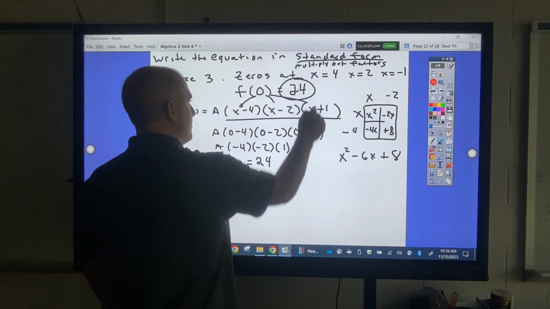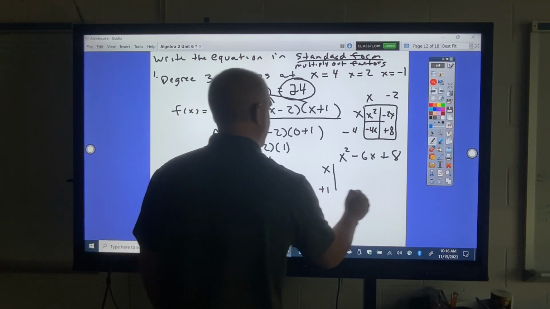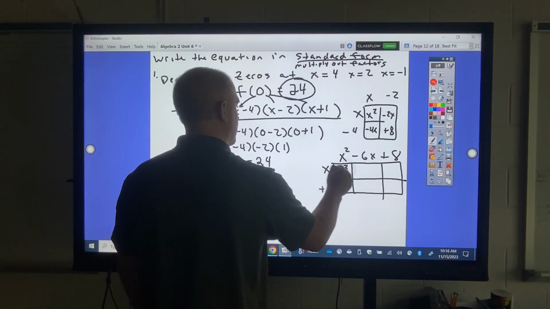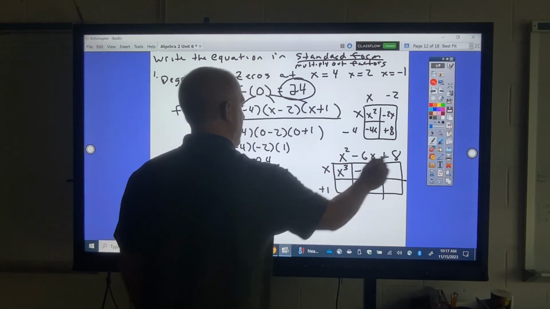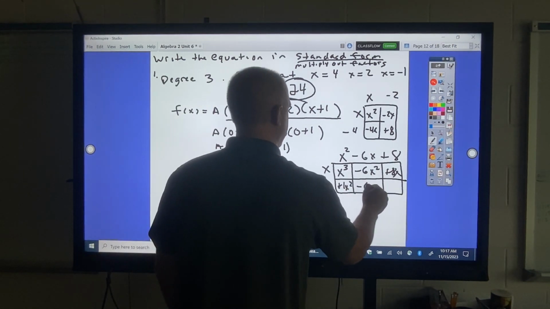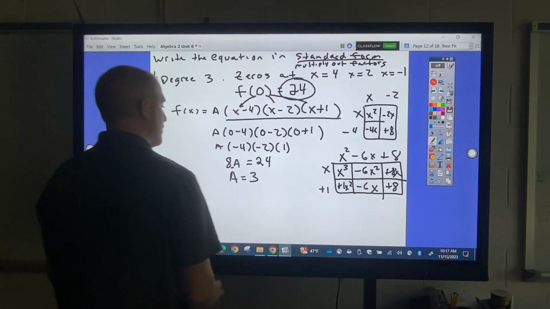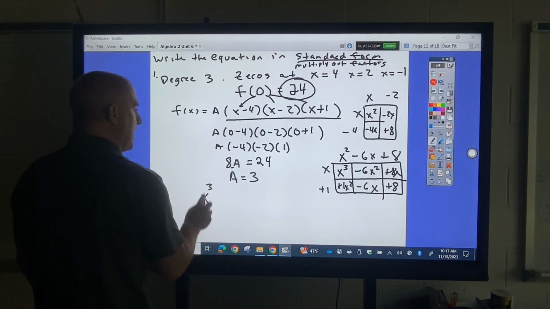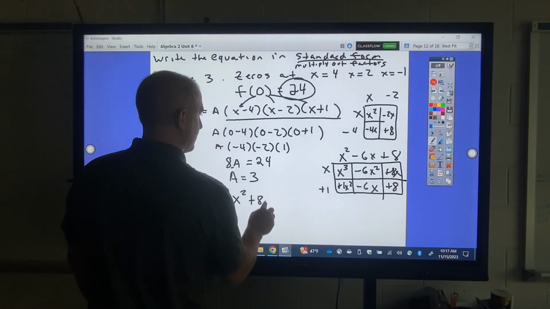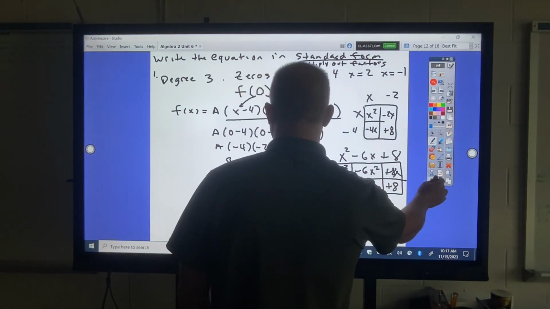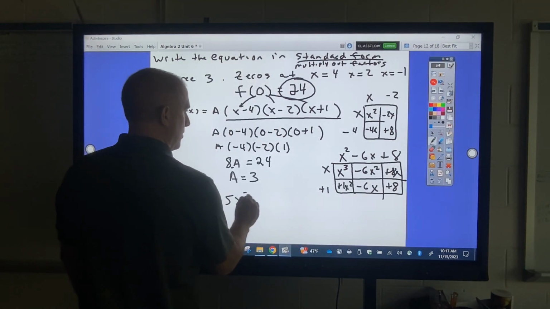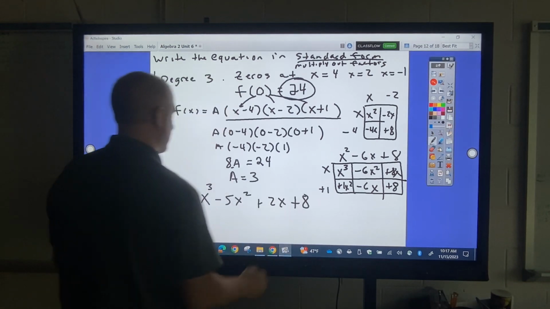And all I'm going to do is multiply the last one. I'm just going to put that down the side like this. So x times x squared, x cubed, x times this, negative 6x squared, x times that is 8x, 1 times that is 1x squared, 1 times that is negative 6x, 1 times that is 8. Oops, sorry, that's not right. Hold on. Combine that, I get x cubed minus 5x squared plus 2x plus 8.